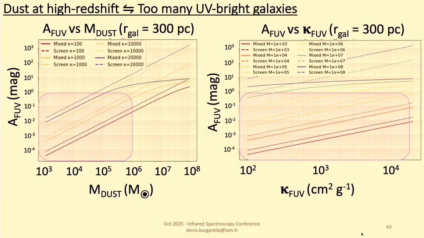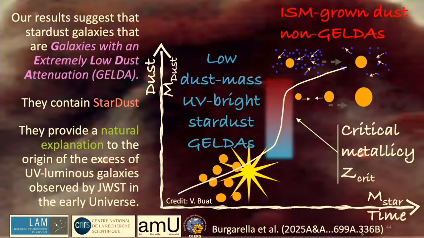So everything seems to be quite simple. All is in agreement. You have the metallicity, you have the dust mass, and you have everything. And my last slide is to summarize all of this. So the main point is that these galaxies contain only stardust. So you have here the dust mass. Here you have the time or mass of stellar mass.